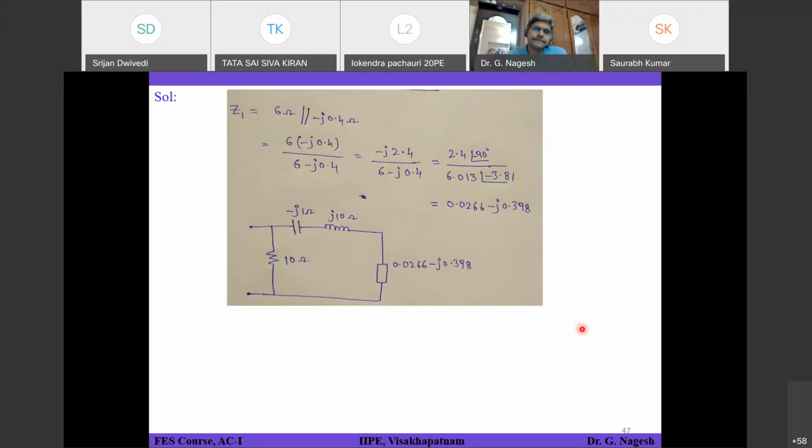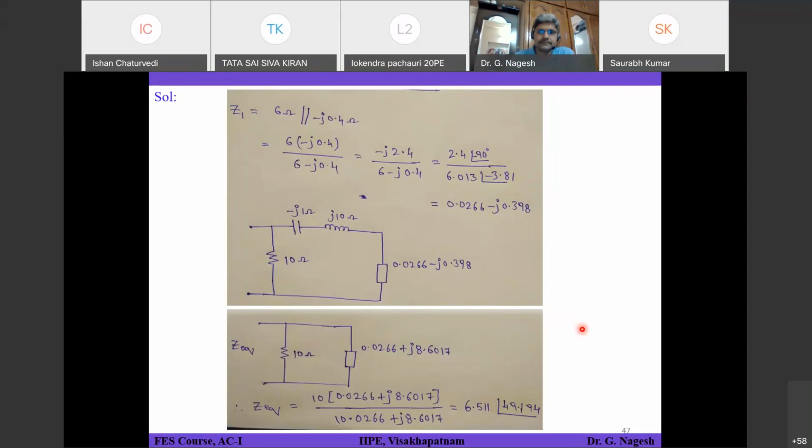Okay, did anyone get it? Sir, 4.25 plus 4.92 j. Okay, 4.25 plus j4.92 you got. So let's see that. Maybe I have written in polar form. The polar equivalent of this, what I have got, you can also try to convert into polar form.